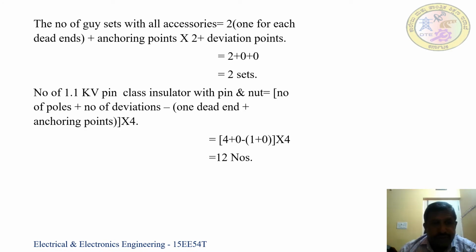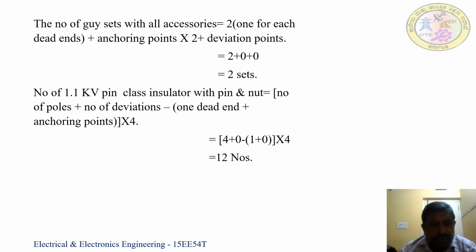Next item is number of guy sets with all accessories. That is 2, 1 for each dead end, plus number of anchoring points into 2 plus 1 into number of deviation points. Here we have taken 0 deviations and anchoring points are also 0. Then we are going to get 2. Total is 2 sets. Number of guy sets is 2.